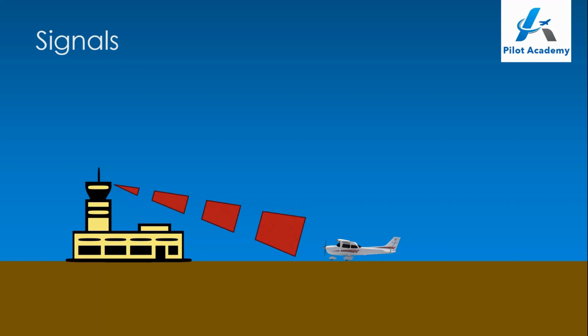A red flashing light means that the pilot should leave the runway immediately, as there is most likely other traffic approaching.